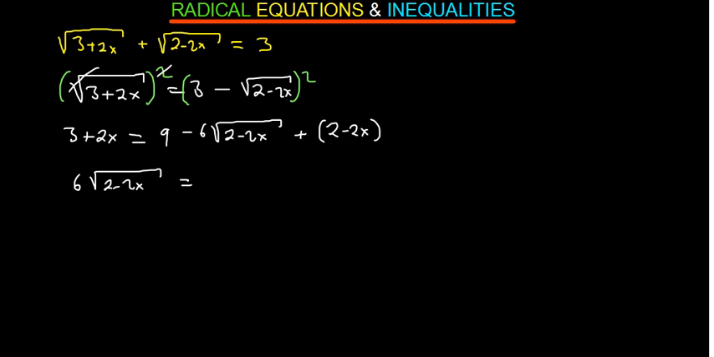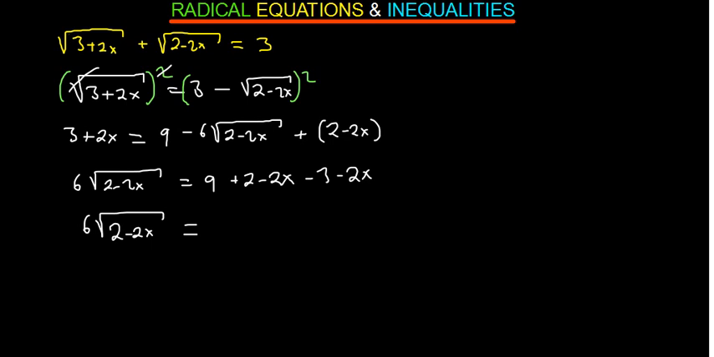And that is going to be equal to, here we've got 9. And then I'll remove the brackets for this one. We have got a positive 2 minus 2x. And then I'll get this, take it to the other side. It becomes negative 3 and then negative 2x. So what we are going to have is 6 square root of 2 minus 2x being equal to negative 2x minus 2x. That is going to give us negative 4x.